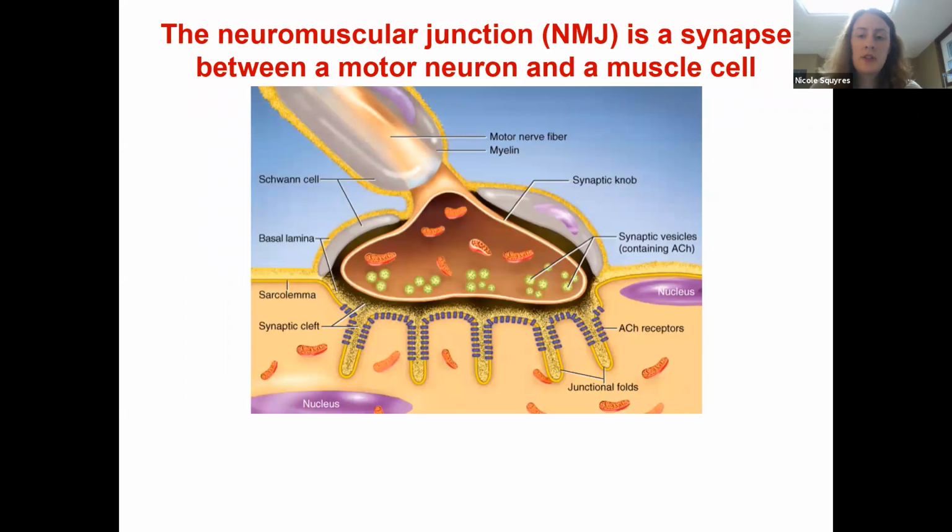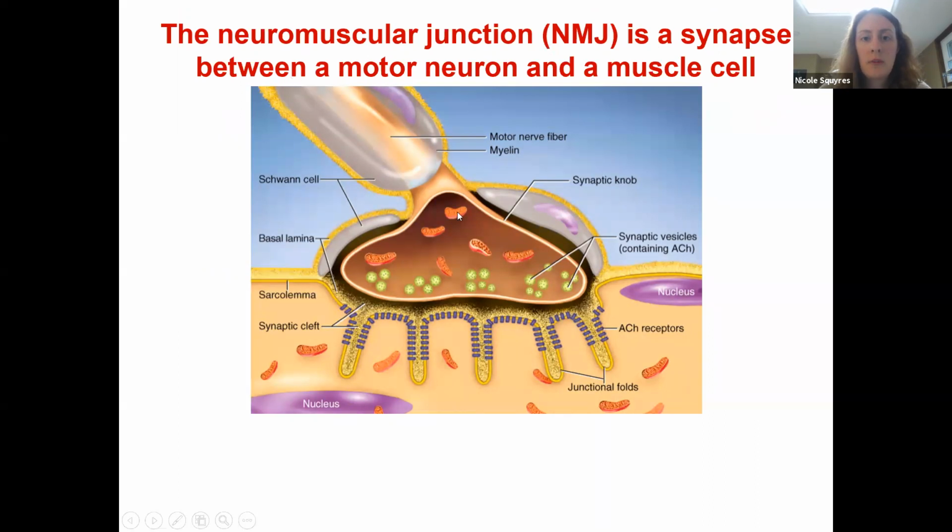So the first thing that we need to look at with excitation is this area called the neuromuscular junction. We can shorten that to NMJ. And the NMJ is essentially a synapse between a motor neuron and a muscle cell. So we've been talking about synapses previously, looking at them as connections between two neurons. Now we're looking at the connection between a motor neuron and a muscle cell.